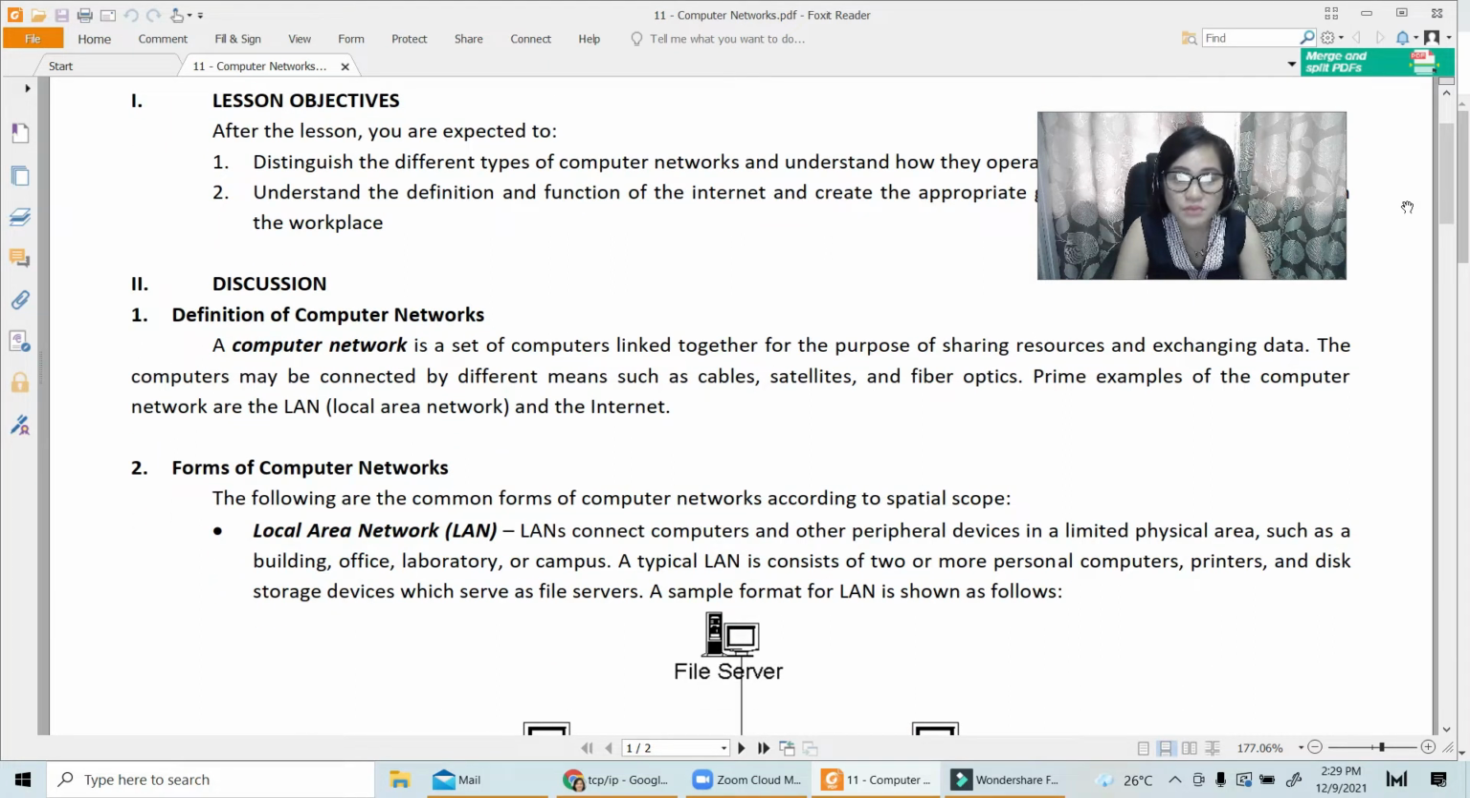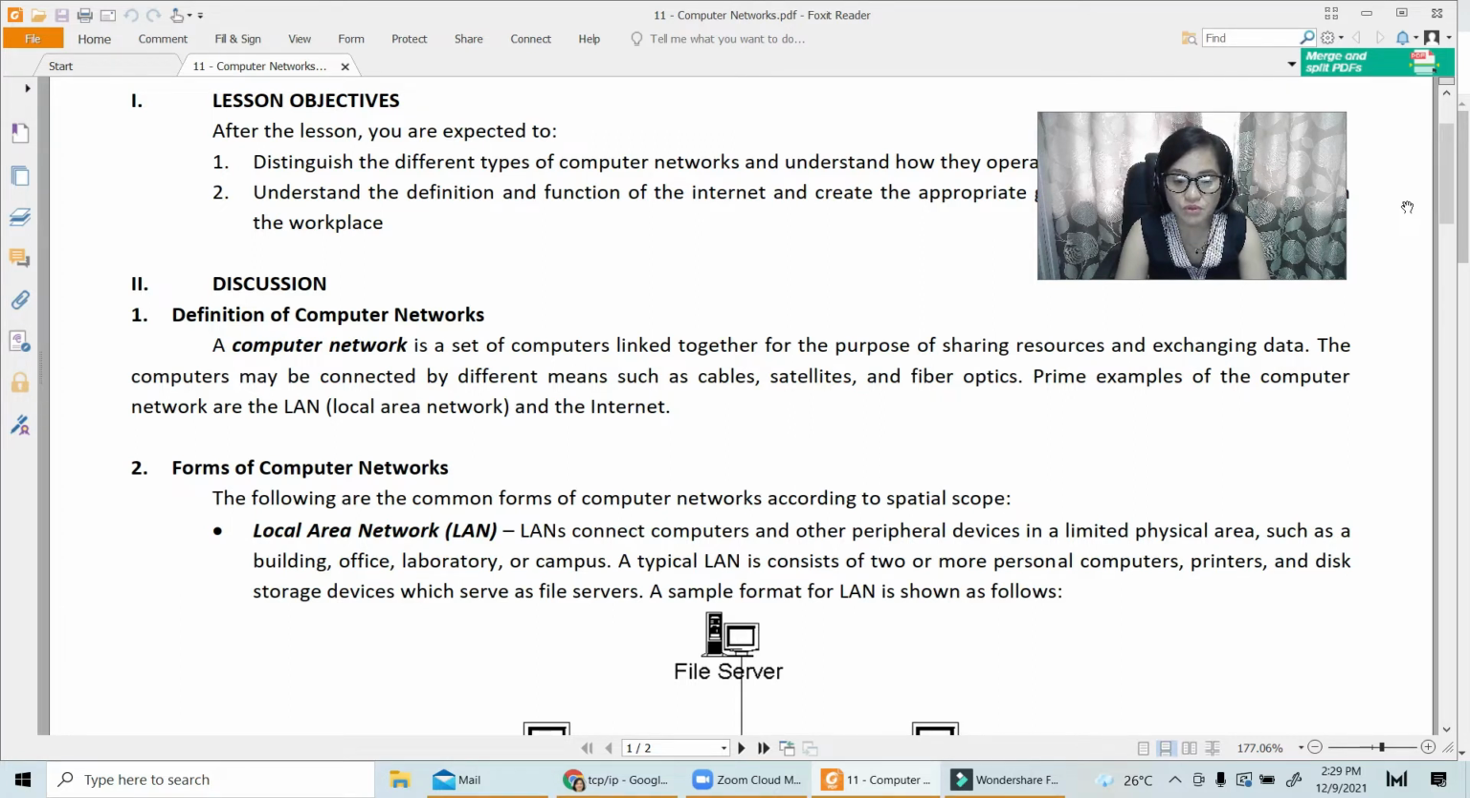So when we say computer network, it is a set of computers linked together for the purpose of sharing resources and exchanging data. The computers may be connected by different means such as cable, satellites, and fiber optics. So prime examples of computer networks are the LAN or the local area network and the internet. So when we say computer network, it is the interconnected devices, most especially the computers.